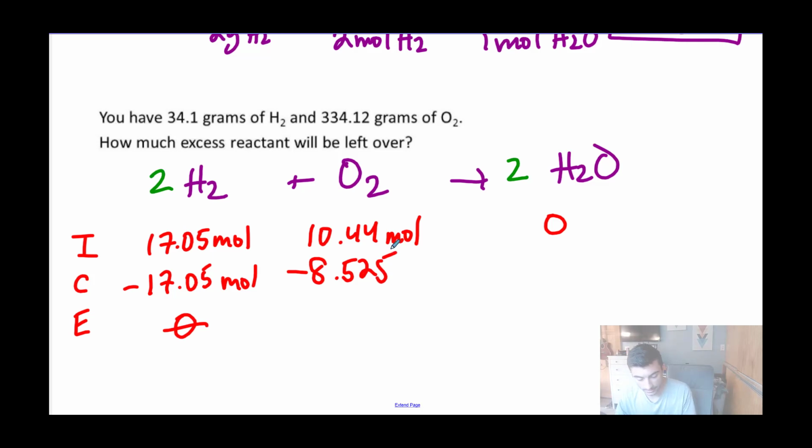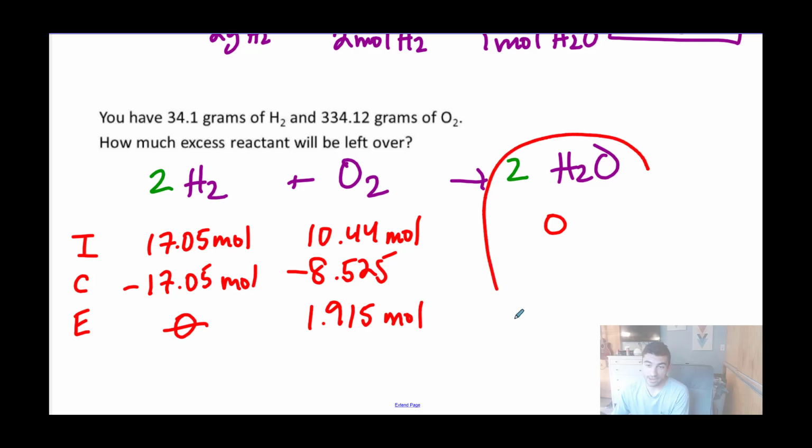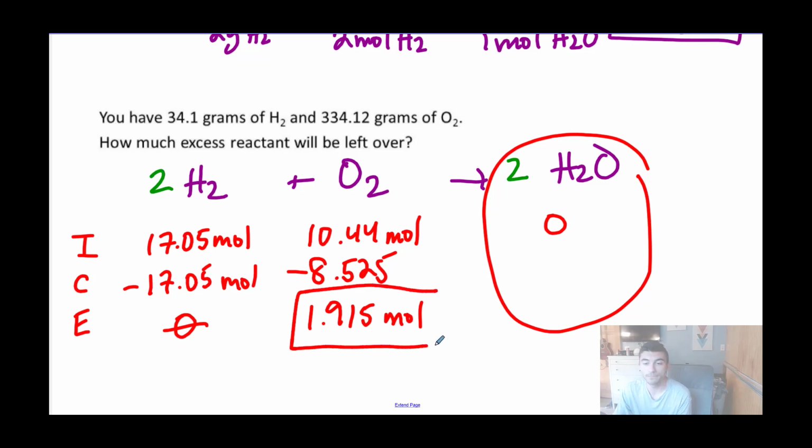10.44 minus 8.525 leaves me with 1.915 moles. And we don't actually care about this because they didn't ask me how much water is made. They just wanted how much excess reactant will be left over. So 1.915 moles of the excess will be left over. If they wanted grams, we can multiply it by 32 grams per mole to get grams, but they didn't specify a unit. So I would leave it like that.